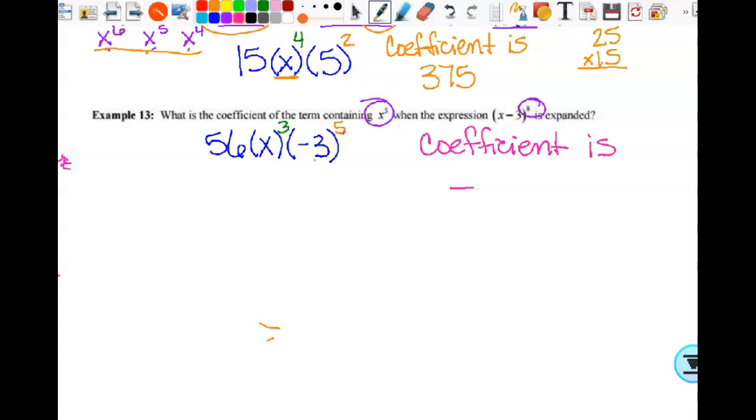It's 243 to get that. Yeah. Oh, yeah, because 3 times 8 is not 27. It's 24. So you end up with 243 times 56, right?